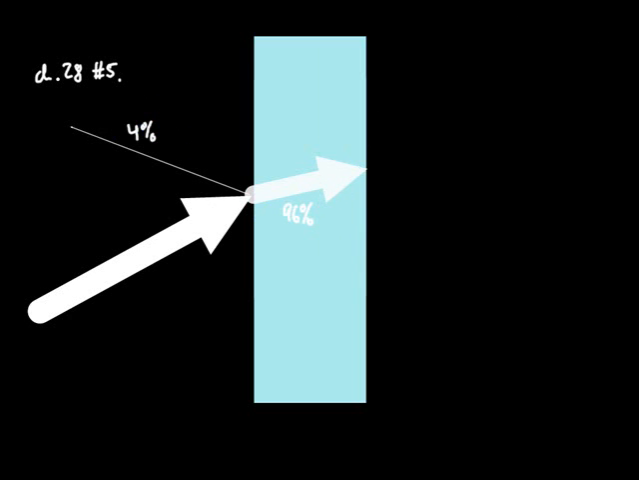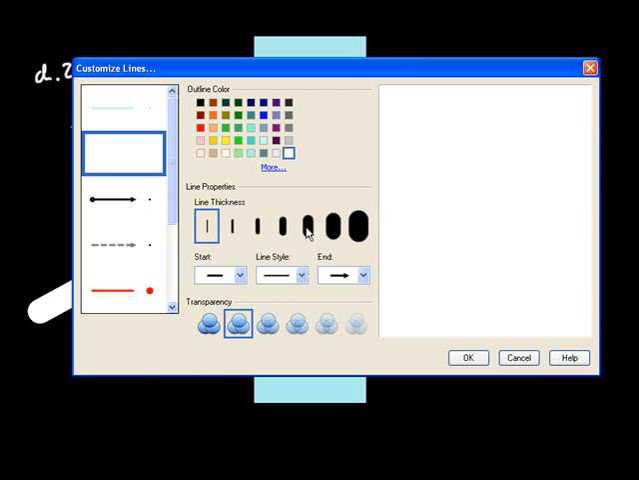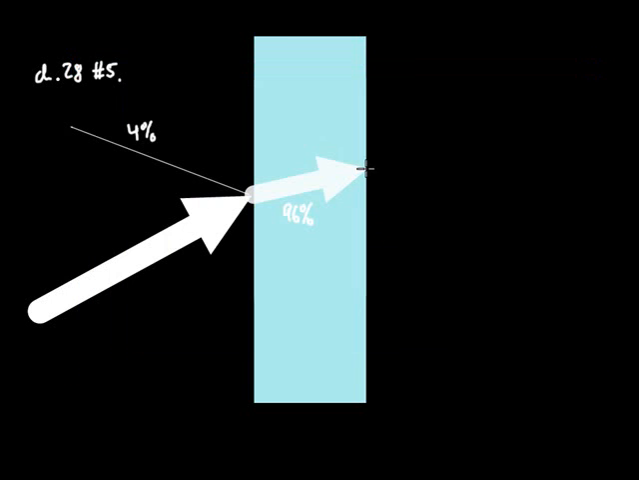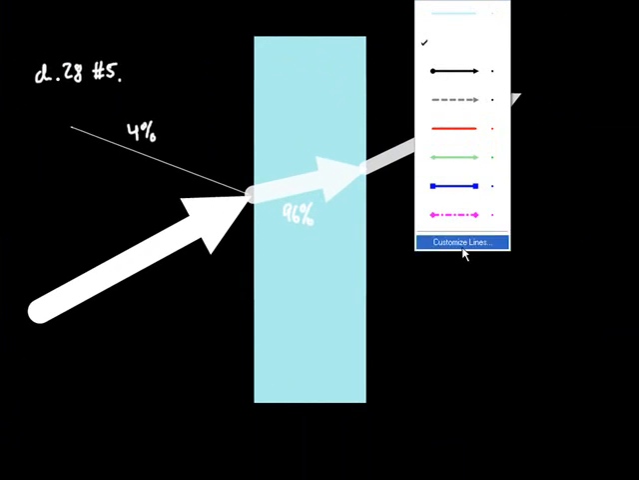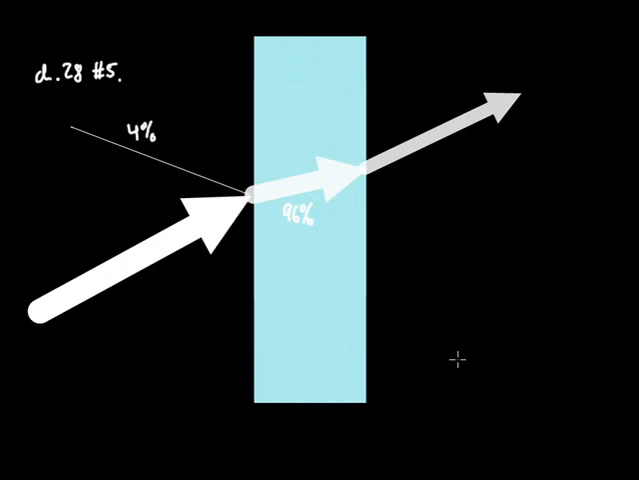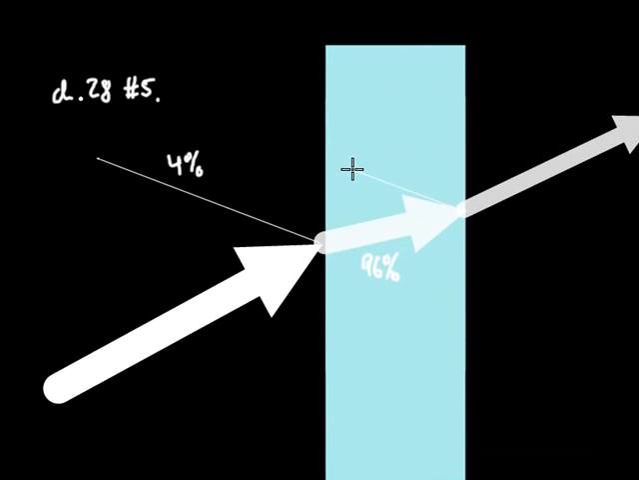But then on the other side we have light being transmitted as well, and here it would be, and then light also being reflected. So here we go. And then again we would have 4% here and 96% here.